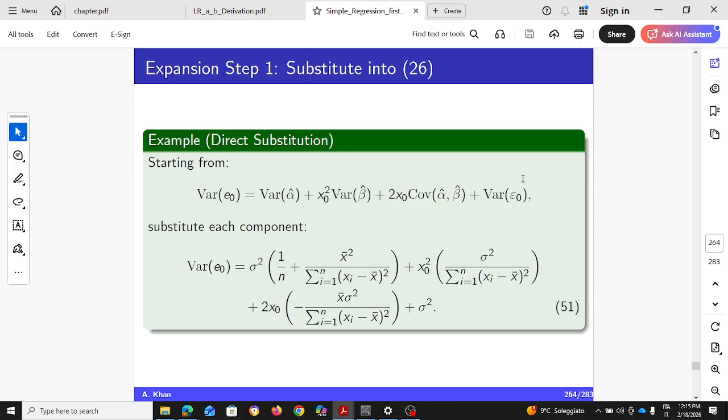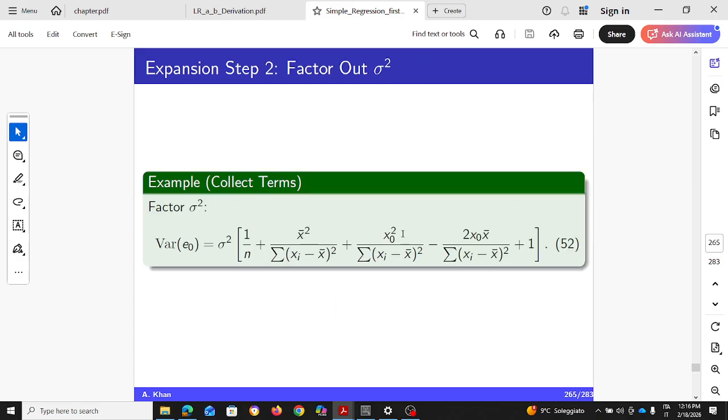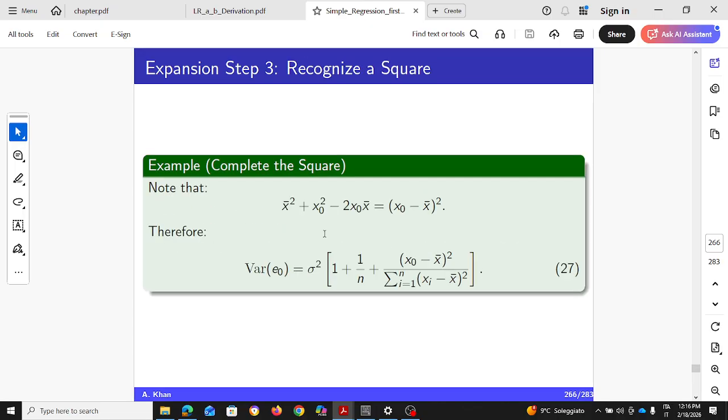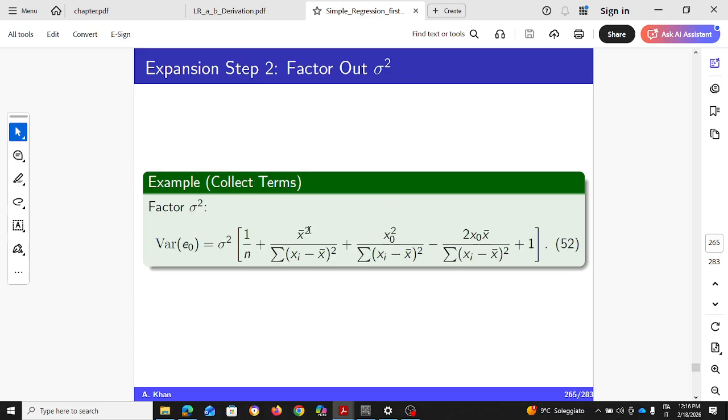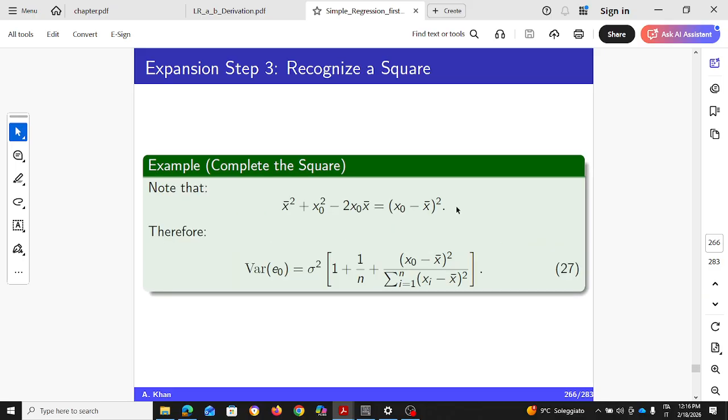We put it here. The variance of alpha we know, the variance of beta we know. We put all of these, then we do some simplification, take sigma square out from each term, and then we are left with these terms in the numerator. Note that the numerator here is a square plus b square minus 2ab, so it can be written as a minus b whole square. If we simplify everything, the variance of the residual, the error, is equal to 1 plus this term.